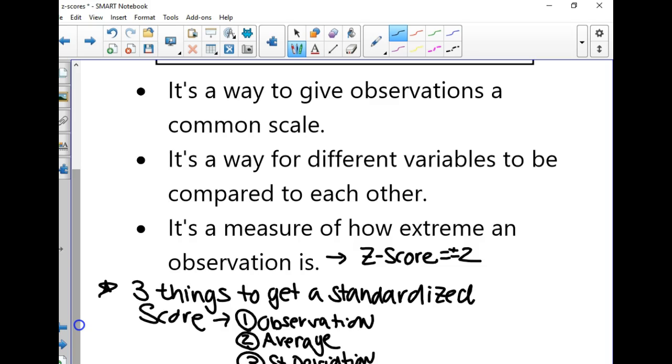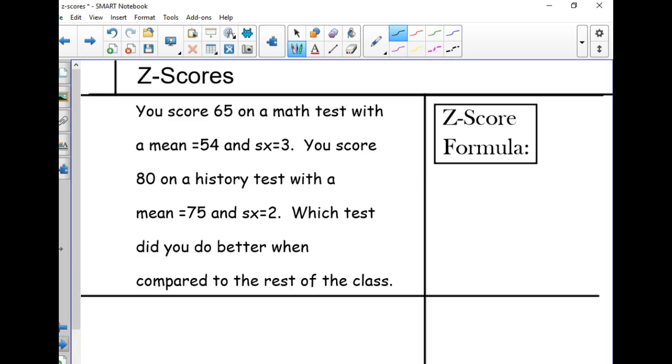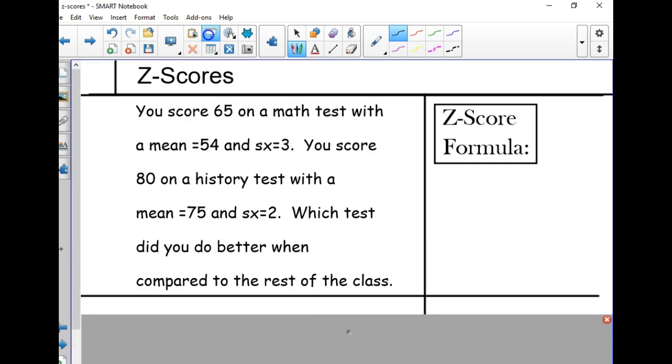All right, let's go to the actual problems of Z-scores now. We only have 2 examples to do today, okay? You score 65 in a math test with a mean of 54 and a standard deviation of 3. You score an 80 on a history test with a mean of 75 and a standard deviation of 2. Which test did you do better on when compared to the rest of the class? Yes, SX is standard deviation. Good question. Please write down this problem. I know we don't typically do a lot of word problems, but we only have 2 to do today.